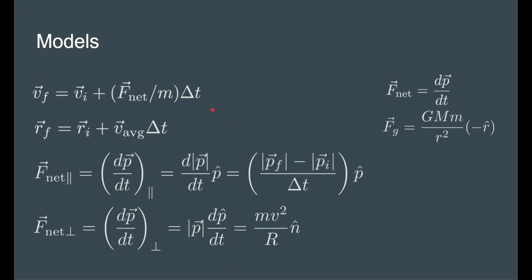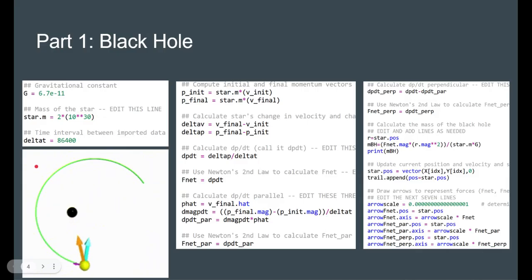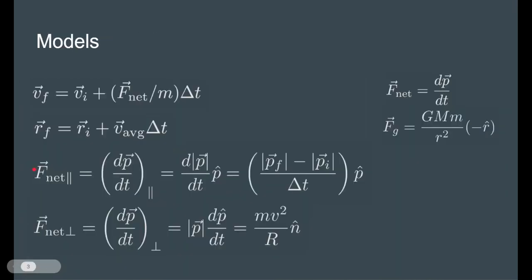Same as in the first two labs, we have the velocity update formula, position update formula, and we're using a lot of Newton's second law, F net equals the derivative of momentum taken with respect to time. We also have to use universal gravitation for this one, and since it's curving motion, we have F net parallel and perpendicular. Specifically, we're using parallel, where it's magnitude of final momentum minus magnitude of initial momentum over delta t times p hat.